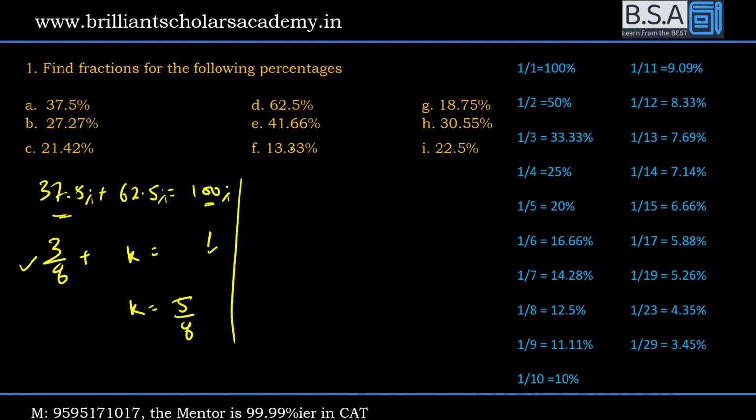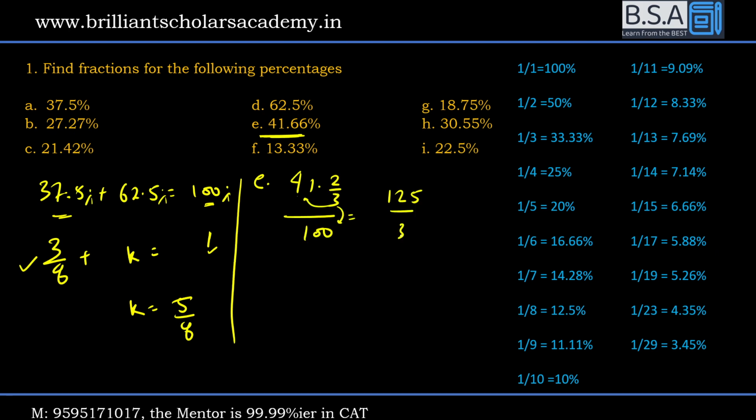Try this one. Try E. Again, there are numerous ways to achieve the result E. You could simply do this. Nothing wrong with this. See, 41.66 is 41 and 2 by 3. This goes up, it becomes 123 plus 2. What is 123 plus 2? 125. This 3 goes below upon 300. This is 25 into 5 and this is 25 into 12, so 5 by 12.